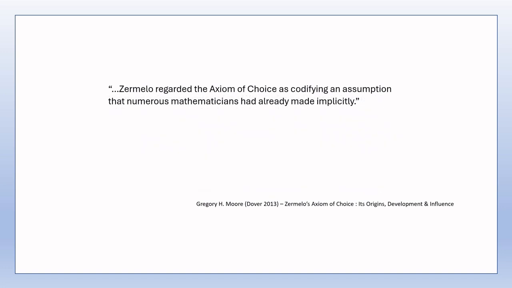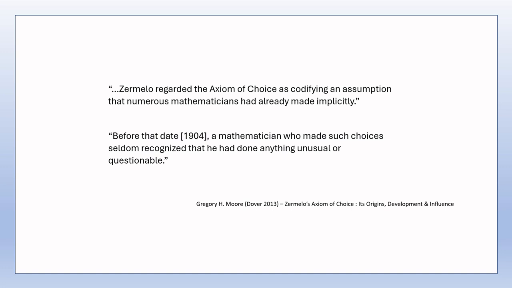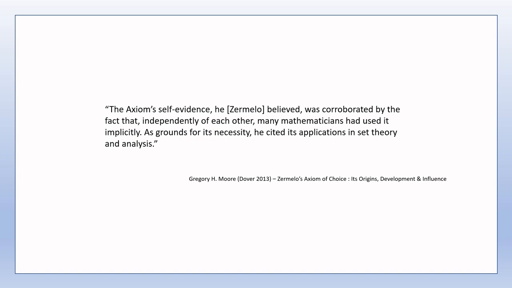We also see elsewhere in More, on page 6, Zermelo regarded the axiom of choice as codifying an assumption that numerous mathematicians had already made implicitly. And on the same page: before that date, 1904, a mathematician who made such choices seldom recognised that he had done anything unusual or questionable. And on page 149, also in More, we read: the axiom's self-evidence, he, Zermelo, believed, was corroborated by the fact that, independently of each other, many mathematicians had used it implicitly. As grounds for its necessity, he cited its applications in set theory and analysis.